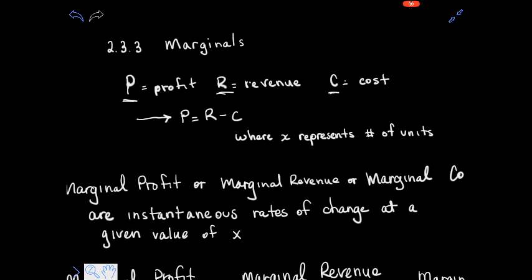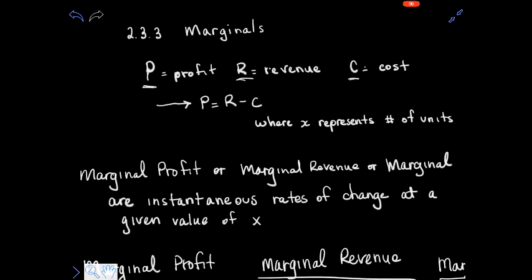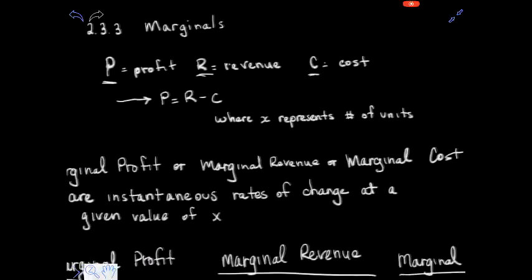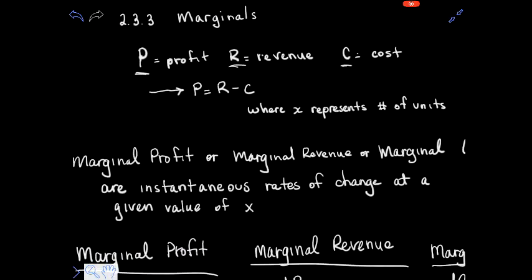The first equation you need to notice is that the profit is equal to revenue subtract cost, where x represents the number of units. You'll get a little bit more practice with this in your homework. So that's an equation you're going to want to memorize. The profit is equal to revenue minus cost. Now, marginal profit, marginal revenue, and marginal cost, like I said, are instantaneous rates of change at a given value of x.